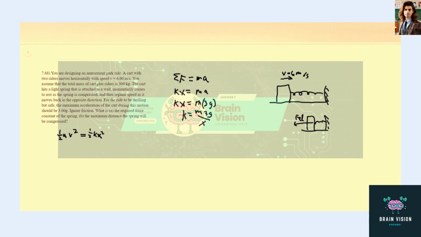Then we can substitute in what we know for k. We have 1/2 m v squared equal to 1/2 m times 3g over x times x squared. Then we can cancel out one factor of x, one factor of m, and the 1/2. What we're left with is v squared is equal to 3gx.